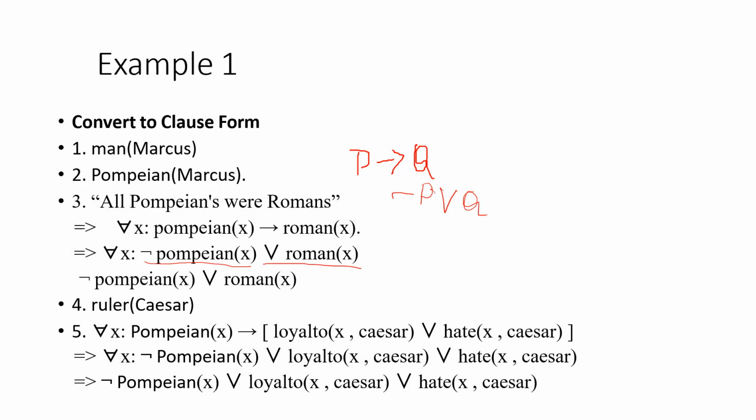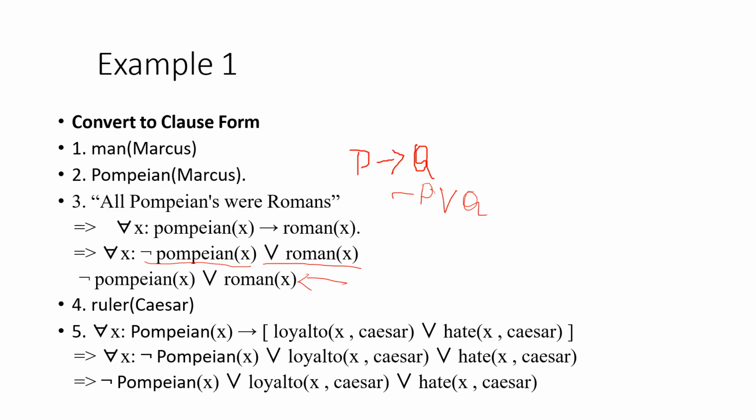we have to remove this for all x. I will explain only the required rules here. The remaining rules we are not applying, so there is no provision for applying them. Then we can drop this universal quantifier. So this clause will become not Pompeian of x or Roman x. Then next, ruler Caesar, there is no change. Then next is for all x, Pompeian of x implies loyal to x comma Caesar or hate x comma Caesar.